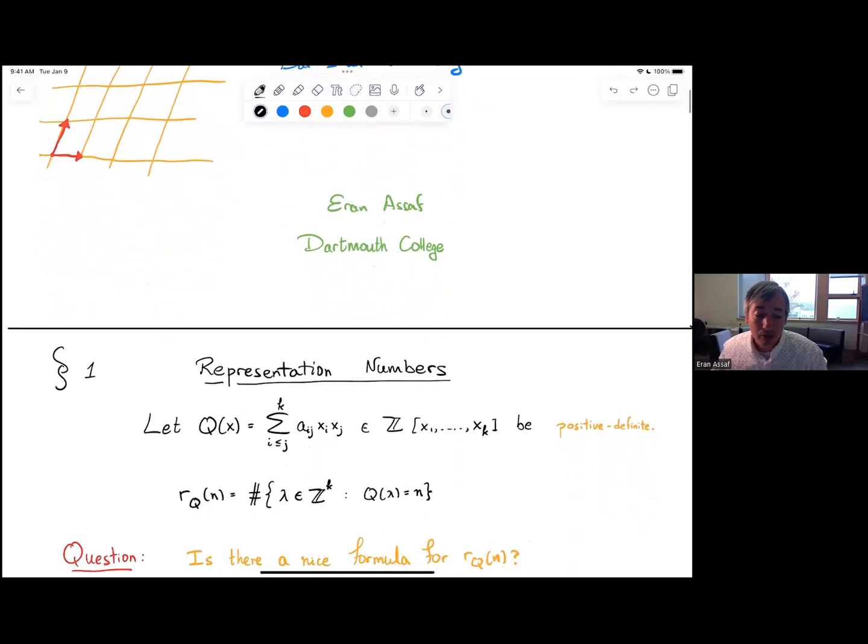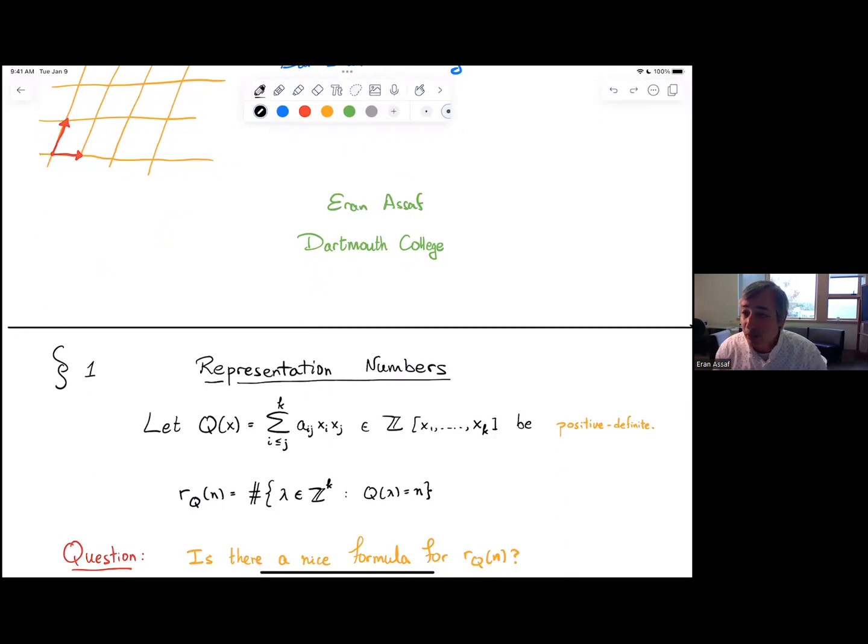And well, this is not a very well-defined question. We can try to refine it slightly. When we want to count, we want to ask, is there a nice formula for this number? And again, nice is not a very well-defined notion, but we want to express it in terms of other things that we know and care about. So what is an example of a nice formula?